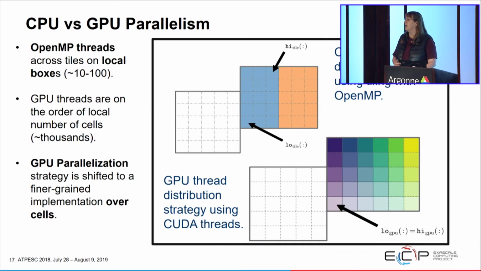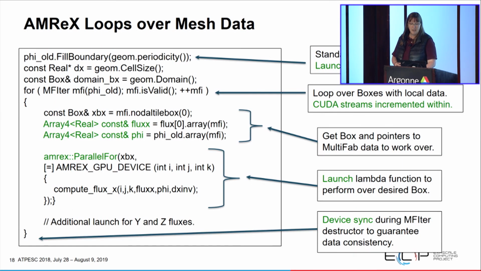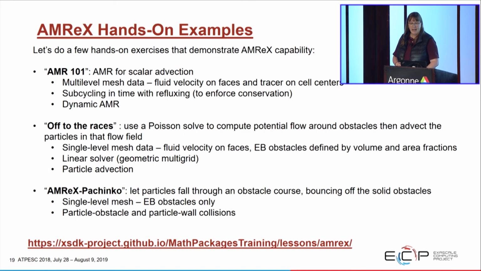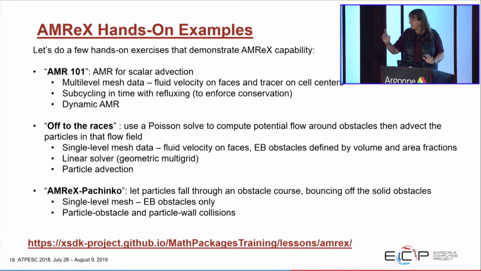This is a statement about how you think about OpenMP versus GPU parallelism. Again, we can talk about that later. This is what a loop looks like that's the same on CPU and GPU. And for the hands-on example, we're going to have three. I'm just going to sum these up, and then Don's going to take over.